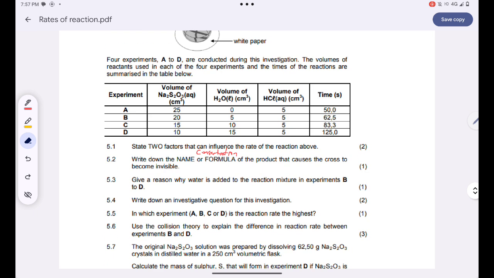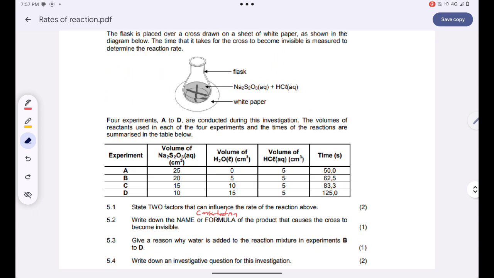Okay, and then now we must write down the name or formula of the product that causes the cross to become invisible.